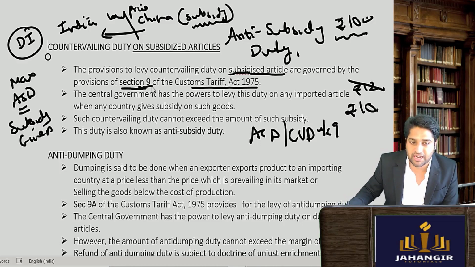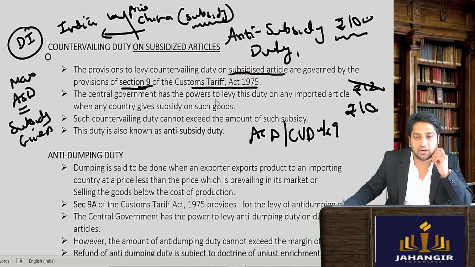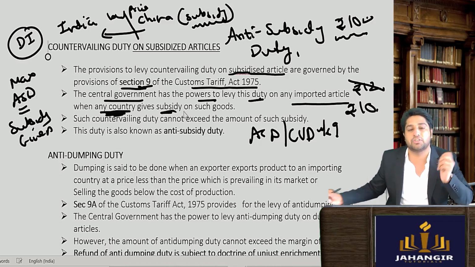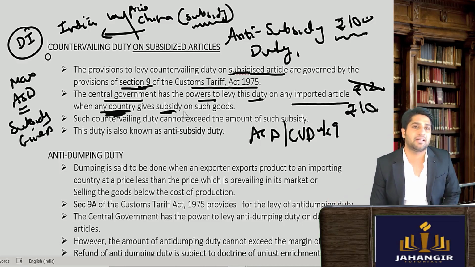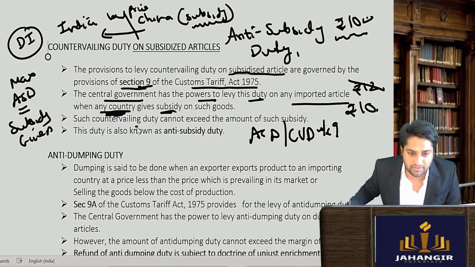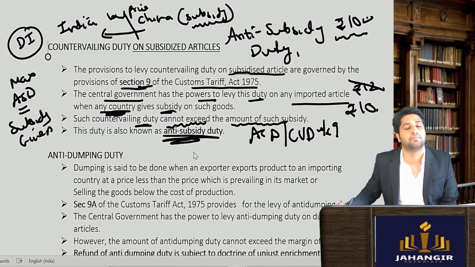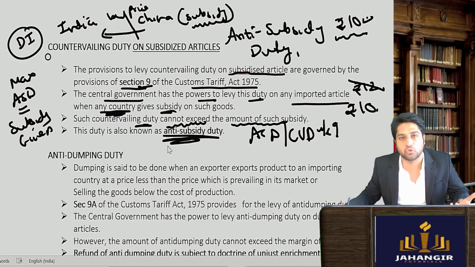It is governed under section 9 of the Customs Tariff Act. The central government has the power. Now who has the power? The central government has the power to levy this duty on any imported articles when any country gives subsidy on such goods. अब generally you might think कि ऐसा क्या होता है, but China many times has tried to destroy our domestic industry in certain areas, and we have levied anti-subsidy duty. Such countervailing duty, called anti-subsidy duty, cannot exceed the amount of such subsidy. This is also called anti-subsidy duty. I hope this is super simple.